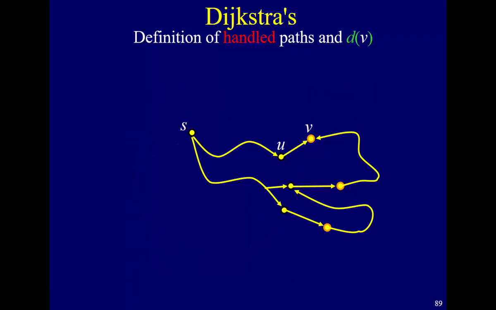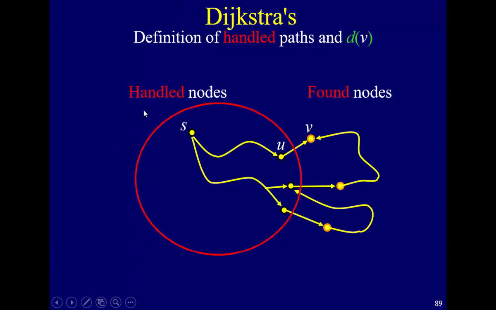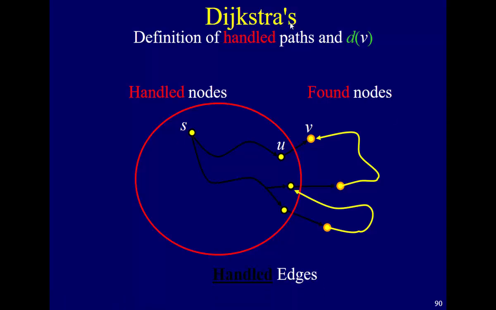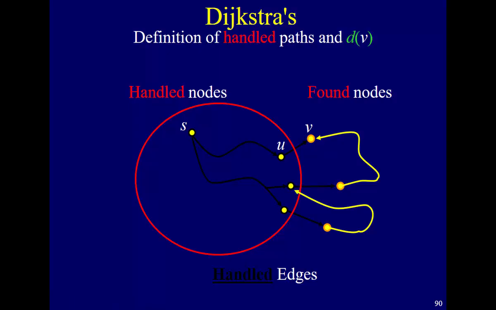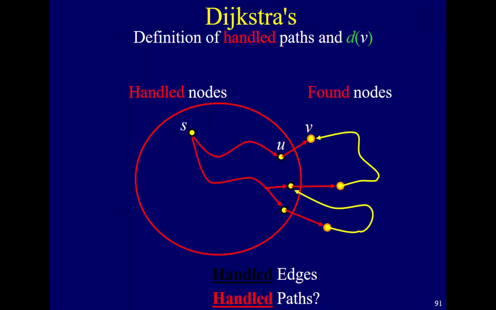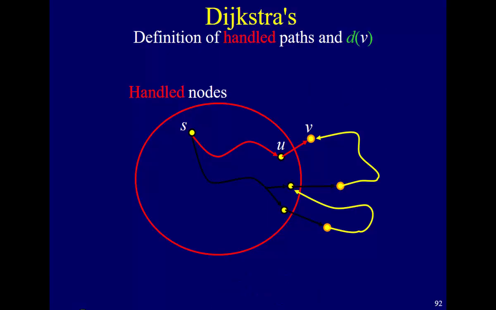So maybe this is our graph, and these are our handled nodes, right? And these nodes have been found but not handled. And which are the handled edges? Sorry, they're black, so you might not be able to see them, right? But these edges, those paths form the handled edges. So what are the handled paths? Oh, now they're red, so you can see them, right? Those are the handled paths.